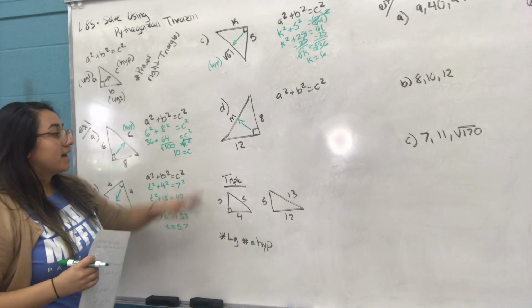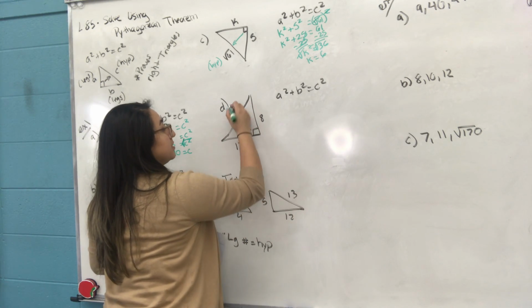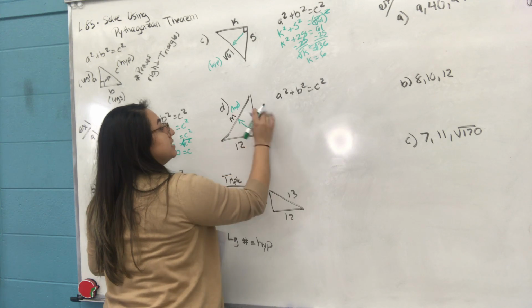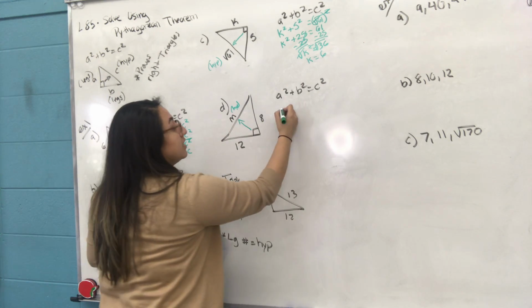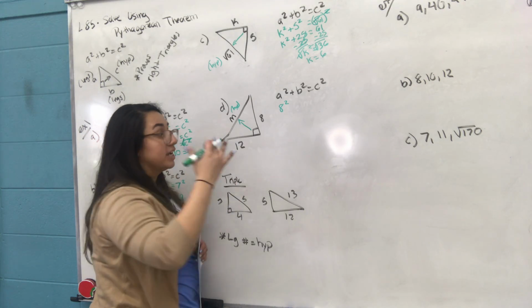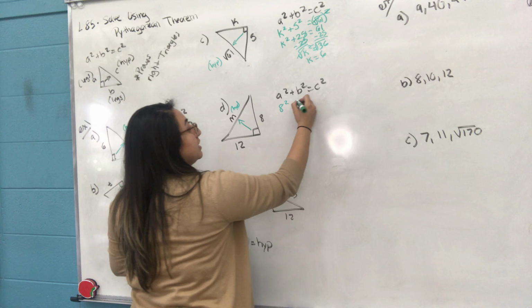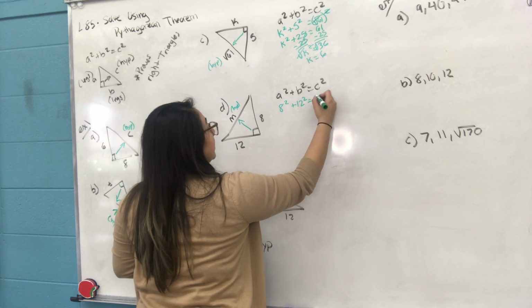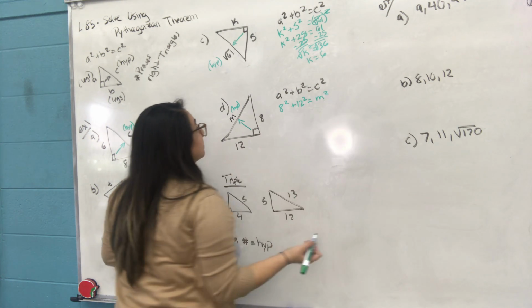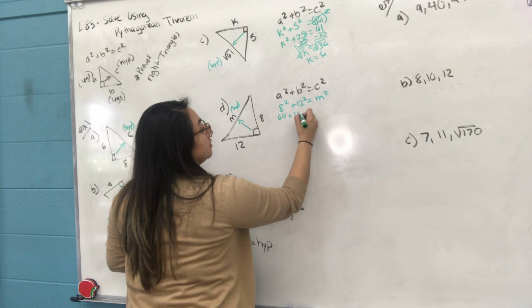Now, part D. Identify your hypotenuse. I drew the arrow here. Remember, it's right across from your 90 degree angle. So that means everything else is your side. Your first side, 8 squared. It could be 12 as well. You could interchange them. It doesn't really matter because they're adding in the end. So 8 squared plus your other side squared is equal to hypotenuse squared, which is m squared. 8 squared is 64. 12 squared is 144.